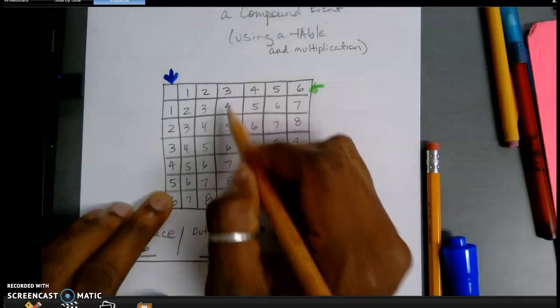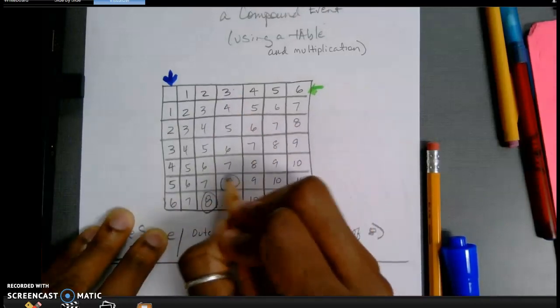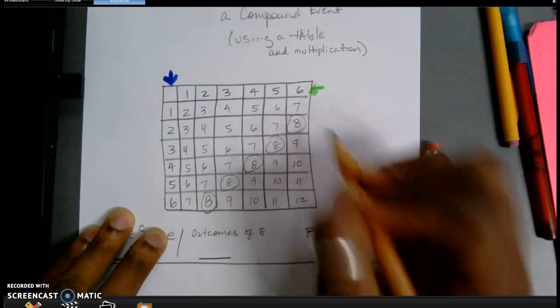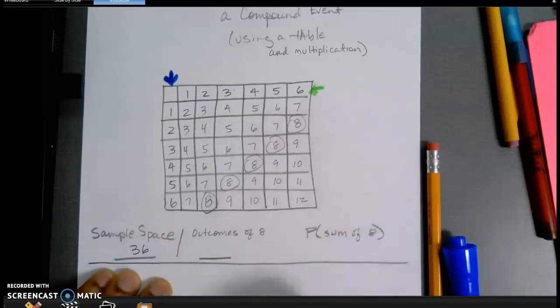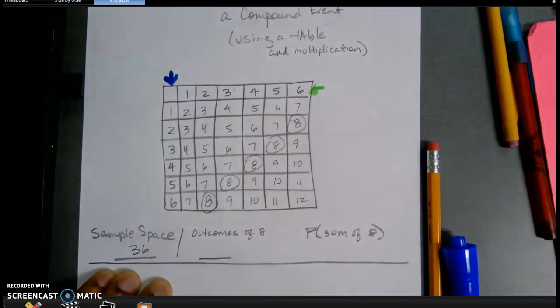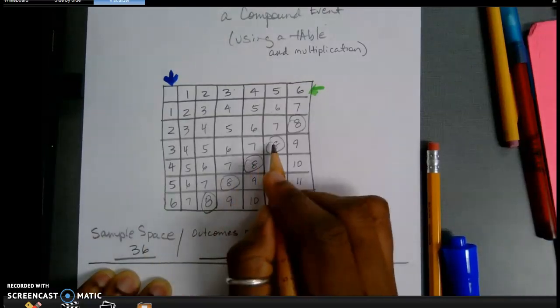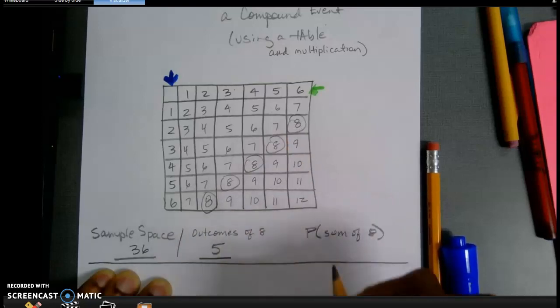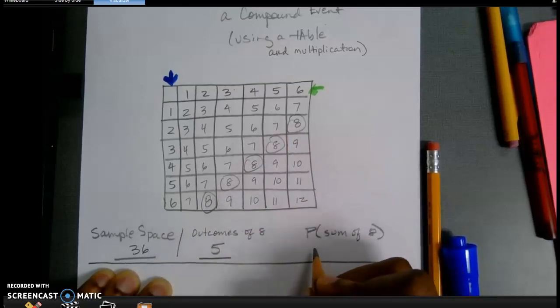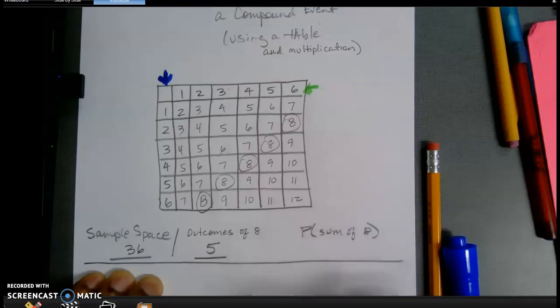Now, all of the possible ways that I can get to 8 are by rolling 2 here, 6 there, 3 there, 5 here. So I'm going to circle all of my 8s. So how many possible favorable outcomes could I get to 8? How many are there? Just count them up: 1, 2, 3, 4, 5. We have 5.